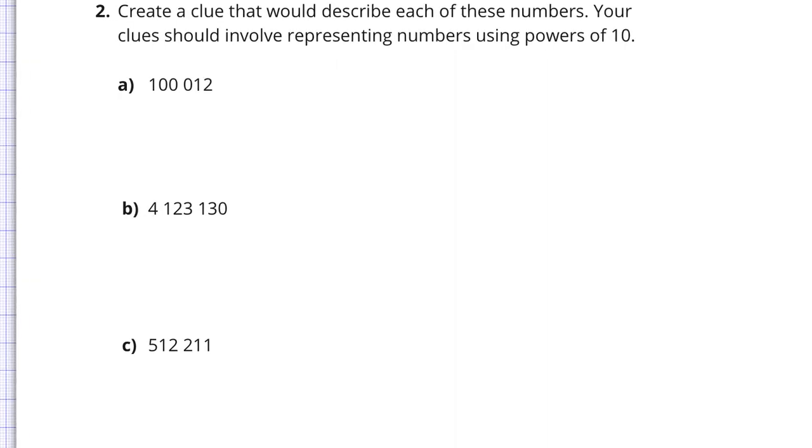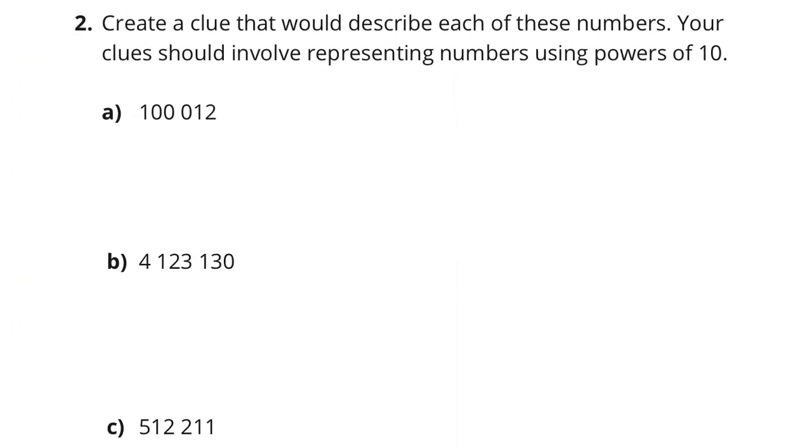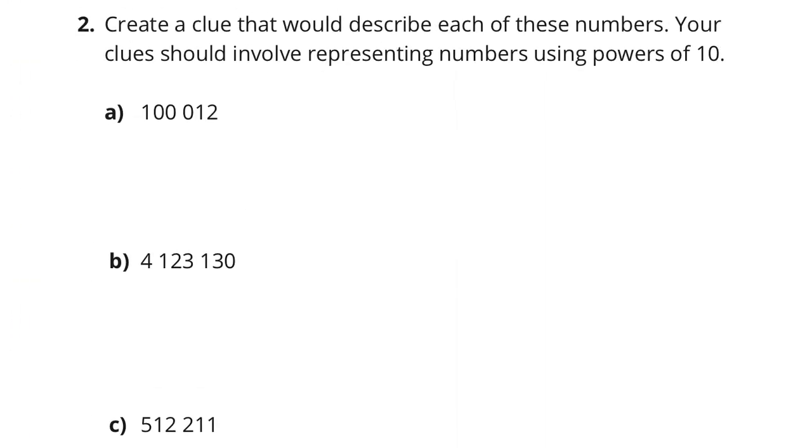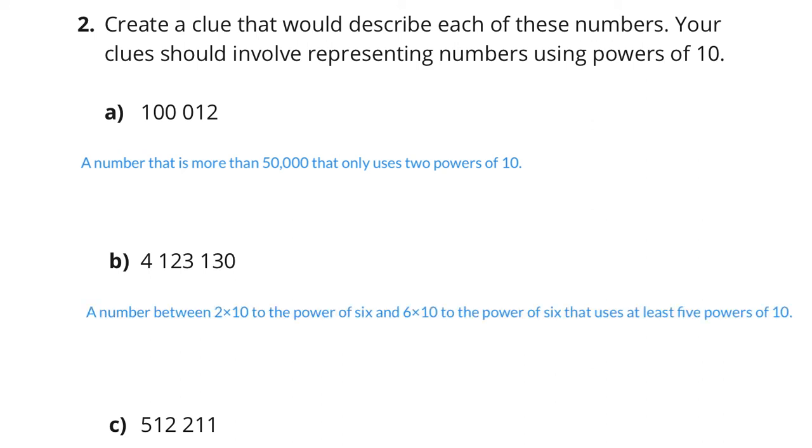Here we need to create a clue that would describe each of these numbers. Your clues should involve representing numbers using powers of 10. Now I could say a lot of things, but I would probably say something like this. A number that is more than 50,000 that only uses 2 powers of 10. For the next number, I might write a clue something like this. A number between 2 times 10 to the power of 6 and 6 times 10 to the power of 6 that uses at least 5 powers of 10.